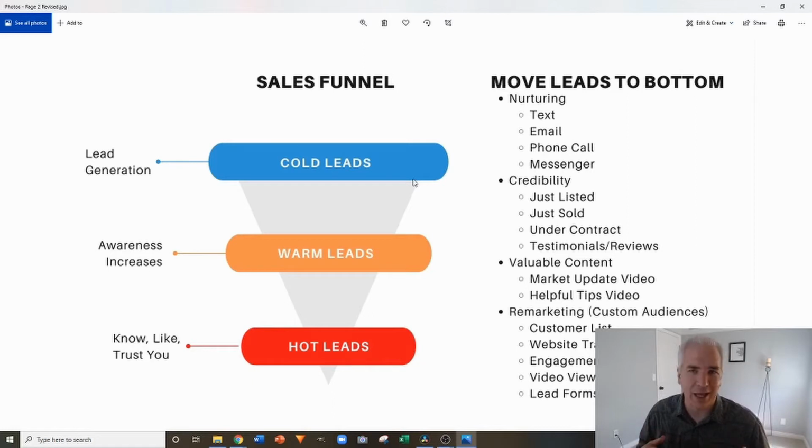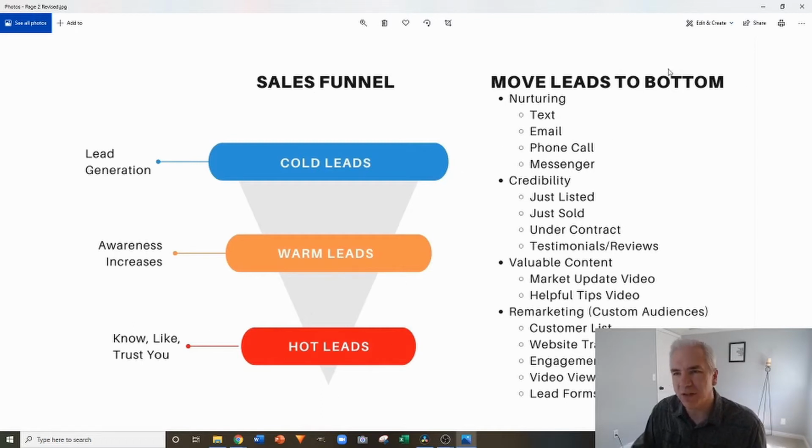Because they don't know, like, and trust you yet. And until that happens, they won't be doing business with you. So our objective is, once we generate the lead with one ad, we want to be running other ads to get them to know, like, and trust you. We want to push people to the bottom of this funnel so that they know, like, and trust you, and they're ready to do business.